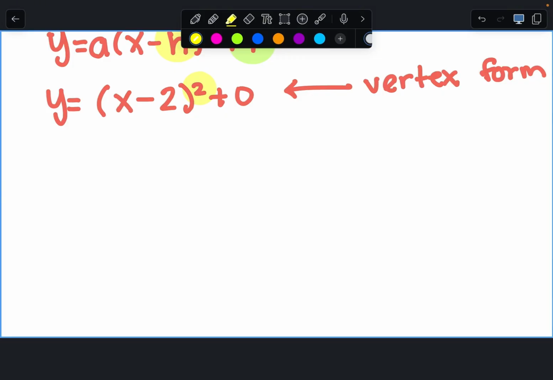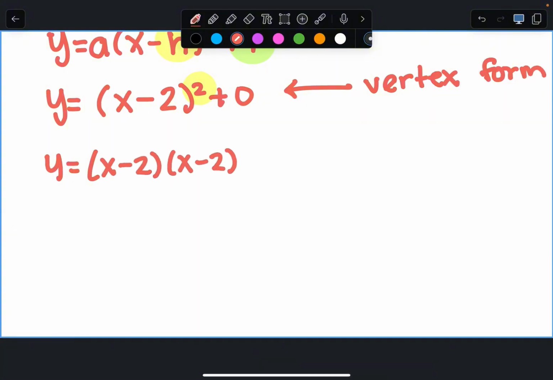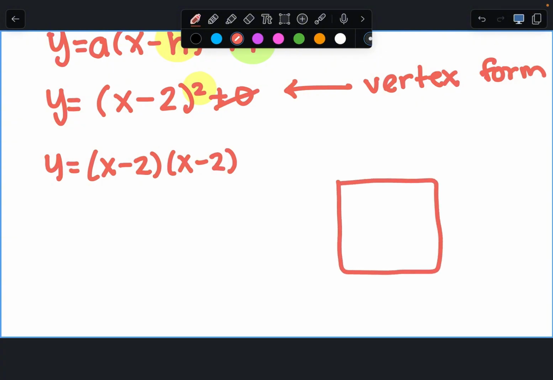Multiply by itself. Multiply it times itself, meaning we're going to take x minus 2, multiply it times x minus 2. Obviously, I'm just going to go ahead and cancel out the 0. I don't need to bring it down. Does anybody recognize what we're supposed to do from here? Box and foil. Box and foil. Very good.